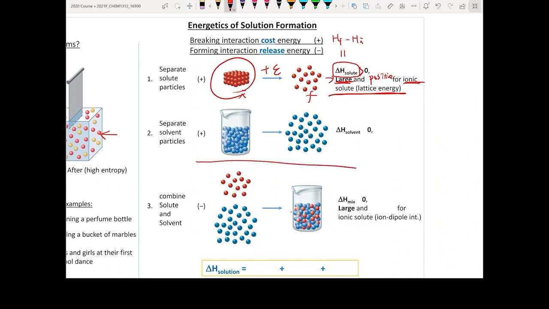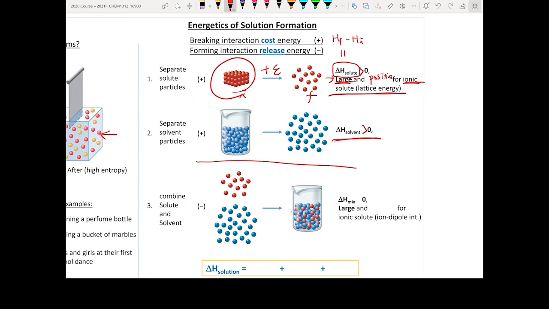Again, you need to bring your solvent apart enough so that the solute can fill in and eventually form the solution. In this case, using the same concept, the delta H of your solvent will also be a positive value. Even though it's not large, you still break them apart, so the delta H is going to be positive.